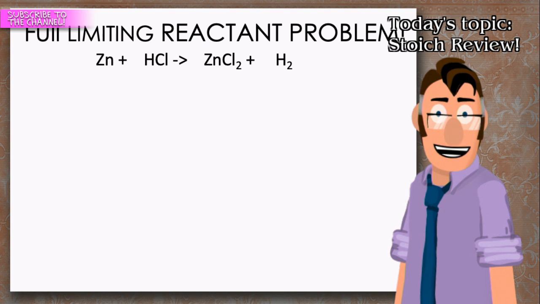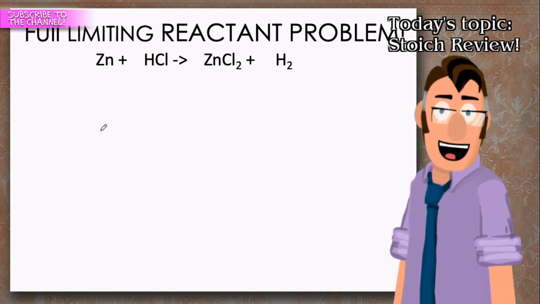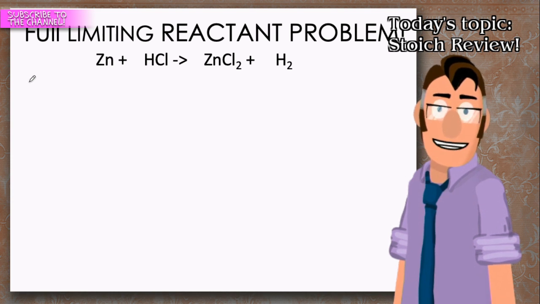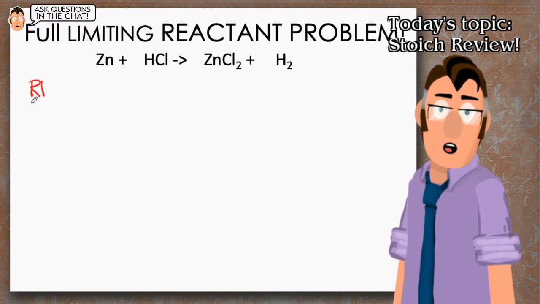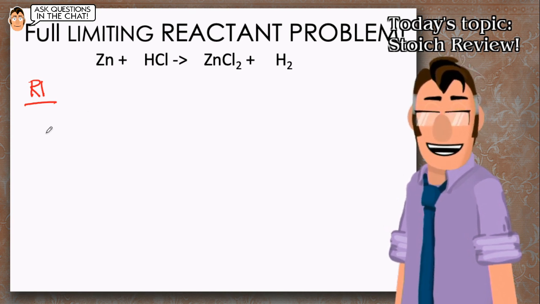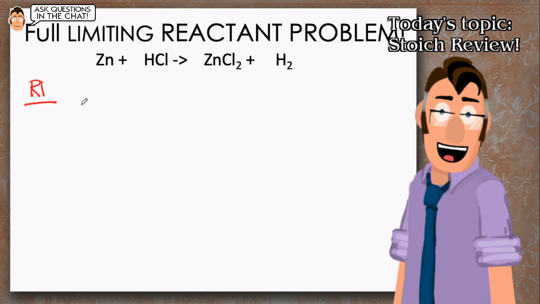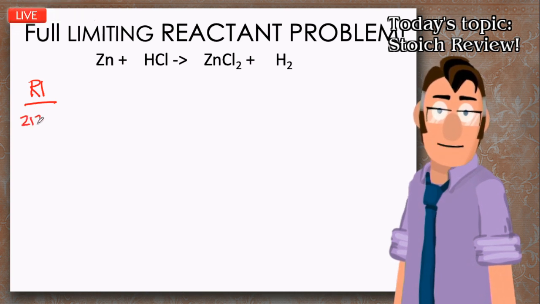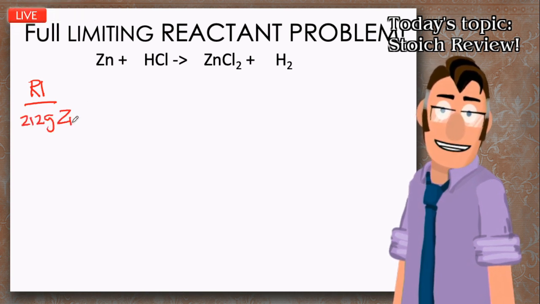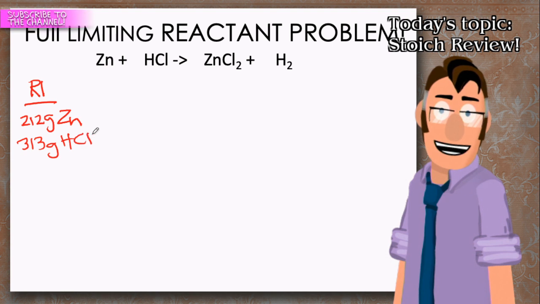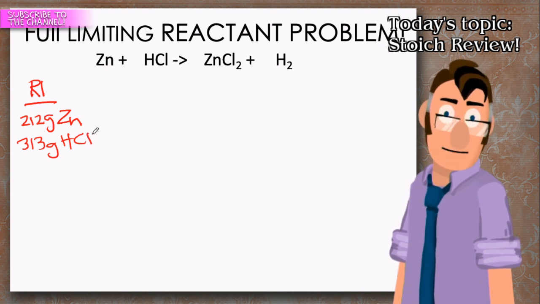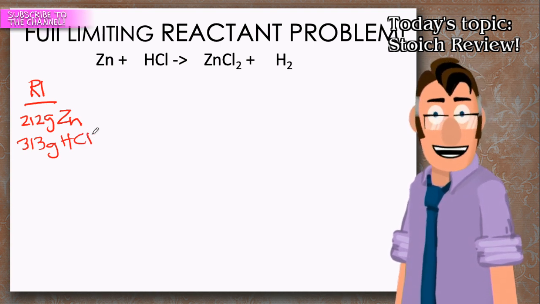All right, so here's what we're going to be doing. We're going to be working through this problem. All you're going to do is get one of these equations, and then set up your own relevant information. You're going to come up with reasonable values for the reactants. So for this problem, I said, let's pretend we have 212 grams of zinc, and let's pretend we have 313 grams of hydrochloric acid. You do not have to pick those numbers. Please do not pick those numbers, but pick reasonable numbers.